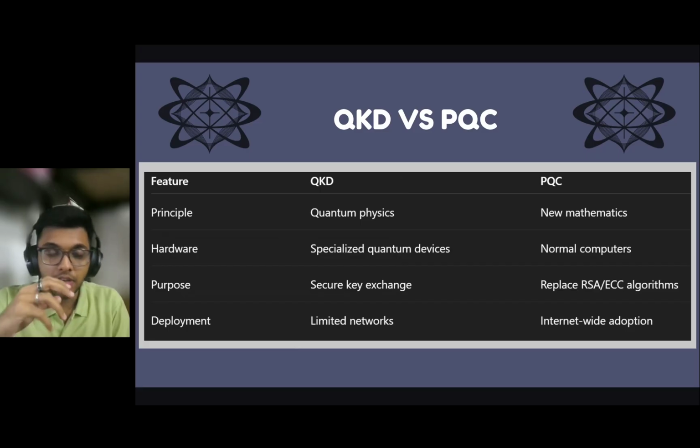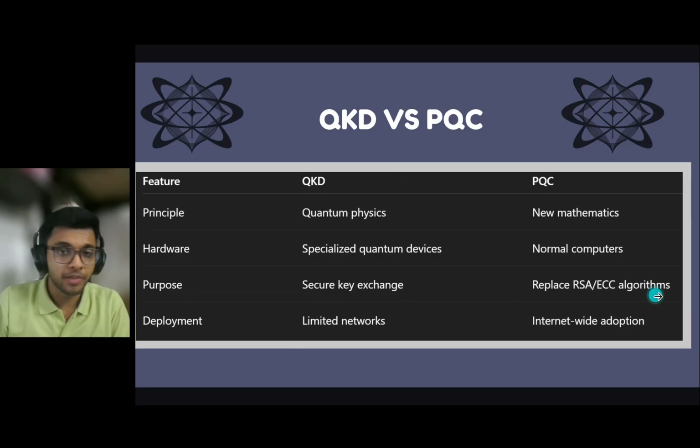What is the deployment difference here? Basically, what happens is, for the quantum systems, there's limited network access, right? Since there is currently less infrastructure, and it is something that is under development and will soon take place, but will take time. Right. For PQC, it is internet-wide adoption, since it can be adopted currently as well as widely spread.